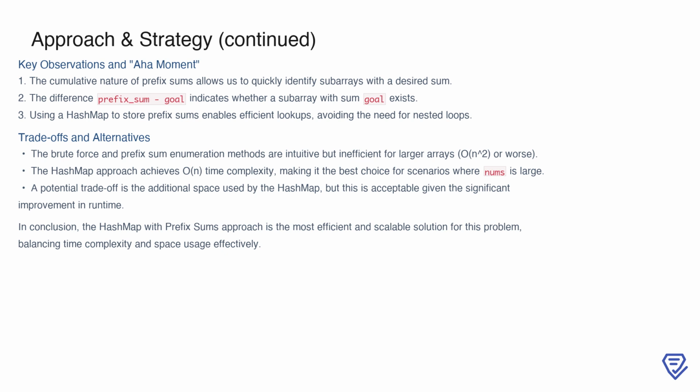inputs, with time complexities of O(n cubed) and O(n squared), respectively. The hash map solution achieves O(n) time complexity, balancing efficiency with a slight increase in space usage. This trade-off makes it the best choice for solving the problem on large datasets, providing both scalability and speed.